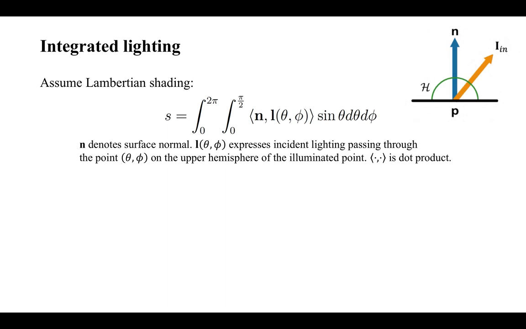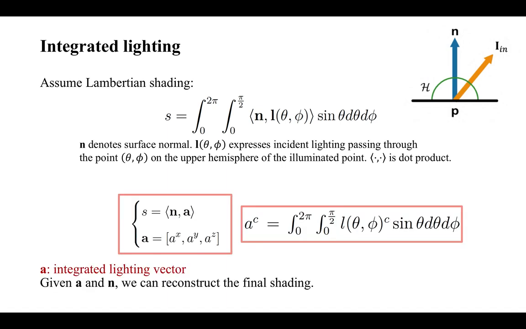The integrated lighting is derived from the Lambert rendering equation. In Lambert scenes, shading is the summation of the contribution by each incident light. The shading caused by each light is the dot product of the surface normal and the lighting vector. We rewrite this rendering equation in this form. The final shading of the illuminated point can be reconstructed by a vector that encodes its nearby lighting environment. The vector A is the integration of lighting, so we call it integrated lighting.